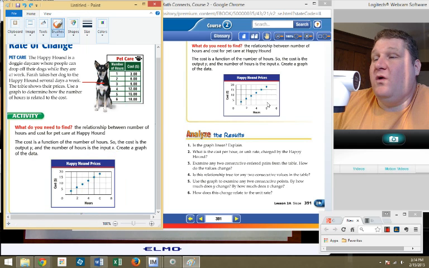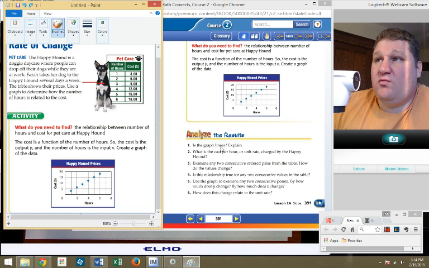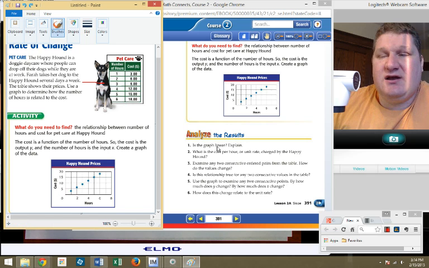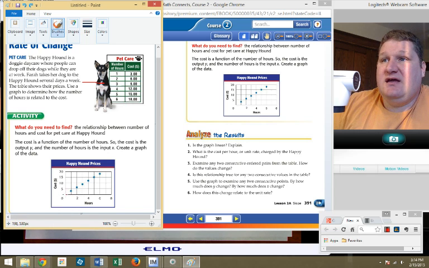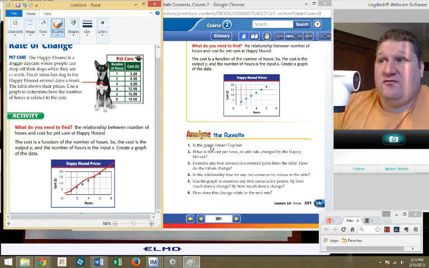So, what we want to know is, is the graph linear? Now, what does it mean by linear? Well, this says line. When we say the word linear, we're saying the word line. If I connect the dots, is this graph basically a straight line? The answer in our case is, yeah, it's a straight line.